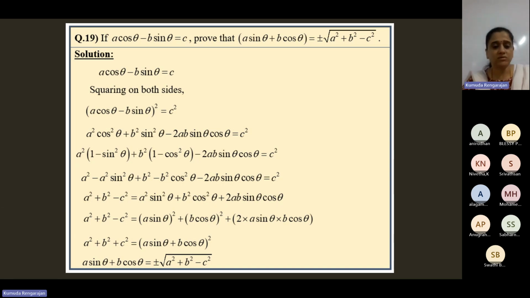All right. So this is a square plus b square plus 2ab, so a plus b the whole square. So a sine theta plus b cos theta is equal to plus or minus square root of a square plus b square minus c square.